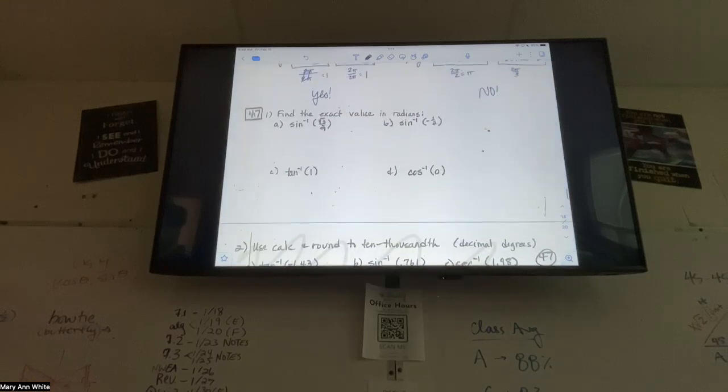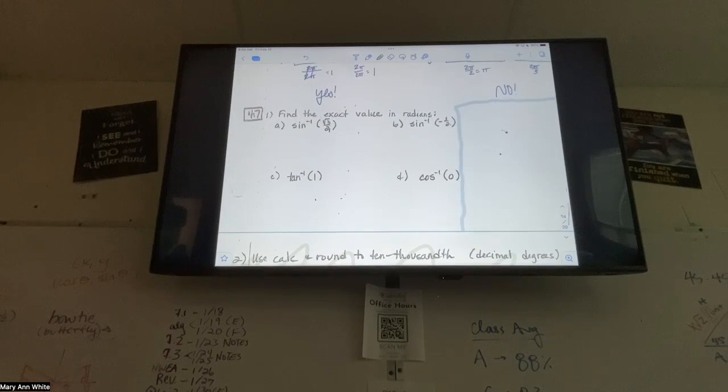But before we get into that, I want to do a little bit of side notes off to the side about this new unit. So in 4.7, the question says, find the exact value in radians, and it says sine raised to the negative first of root 3 over 2. Do you guys remember what that raised to the negative first is indicating? Like if I had f of -1 of x, do you remember what that's indicating?